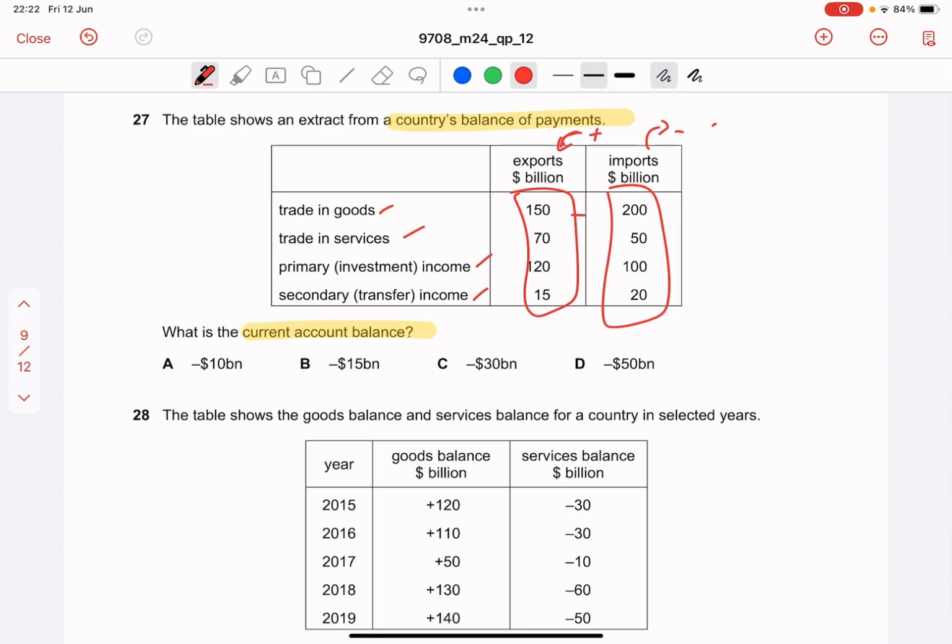So the total value of exports is $355 billion. And the total value of imports is $370. So to find the current account balance, it's exports minus imports. Therefore, 355 minus 370, which is minus 15. Right? So we find an answer that matches with this. Minus 10? Nope. Minus 15? Oh yes, actually that one's it. Minus 30? Nope. Minus 50? Nope. So the answer is B, and that is correct.